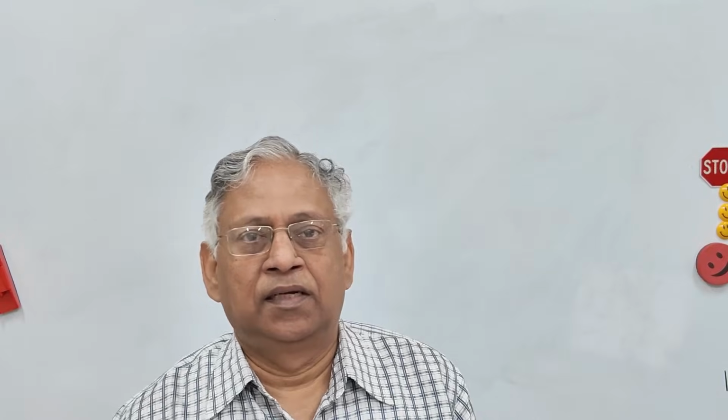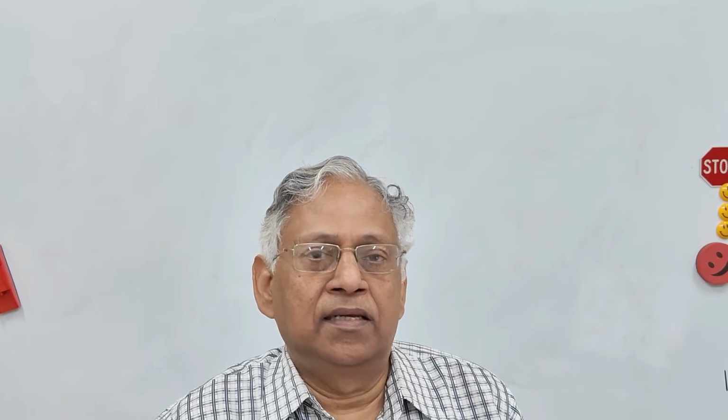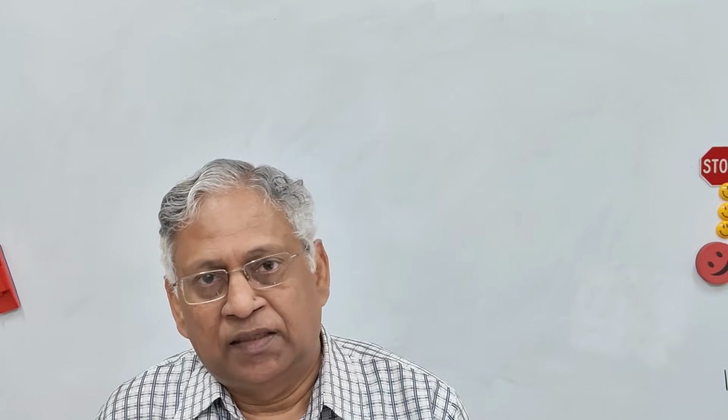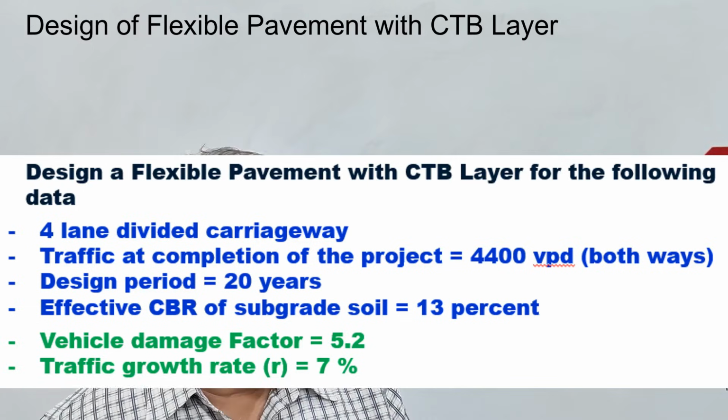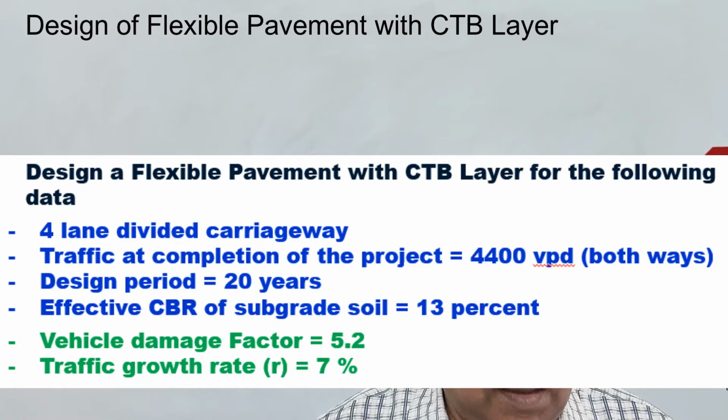Hello friends, today we shall discuss design of flexible pavement as given in IRC 37 when the base layer is of cement treated material, that is CTB layer. And let me just take one example. An example is like this: design a flexible pavement with CTB layer for the following data.